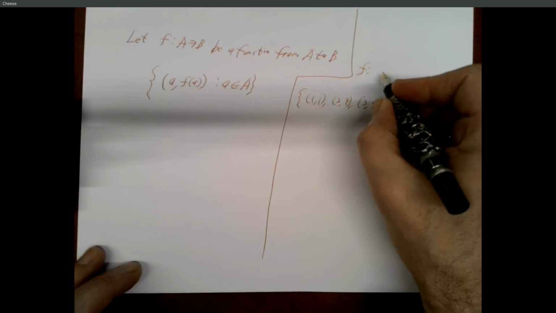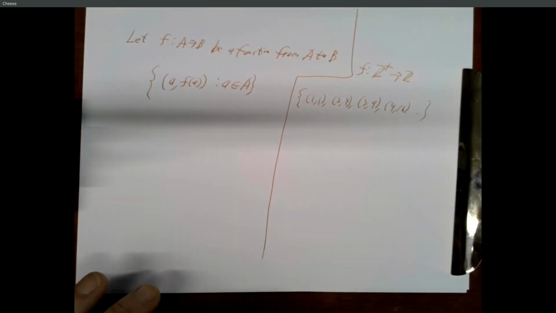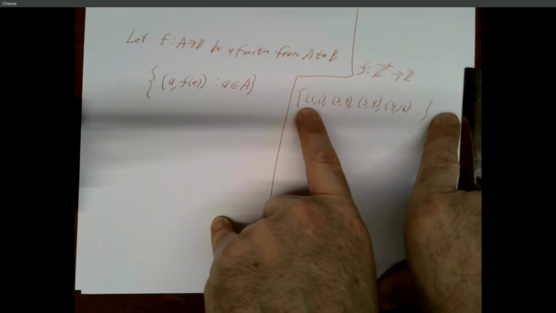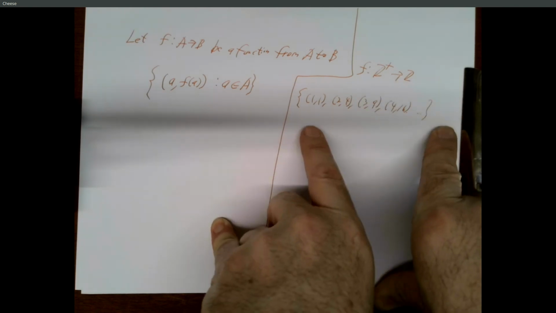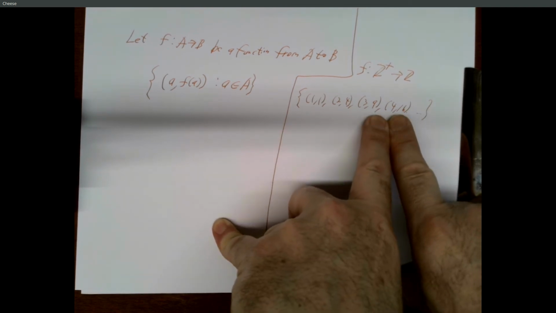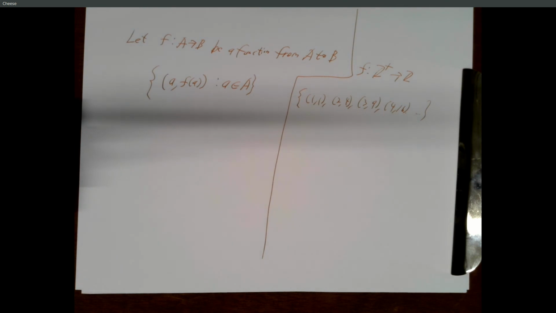Let's just say this is f going from positive integers. Here's an infinite set of tuples, which is exactly the function f. And if I want to know what the value of f is at some point, I just find the tuple whose first element is that point, and the second element is f of that point.